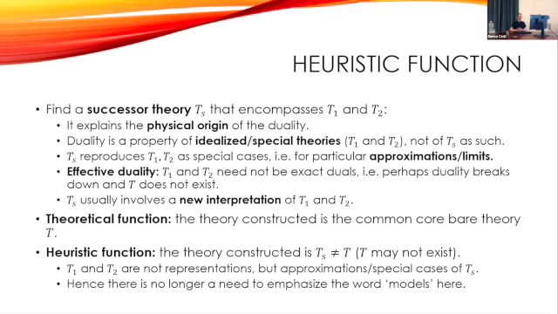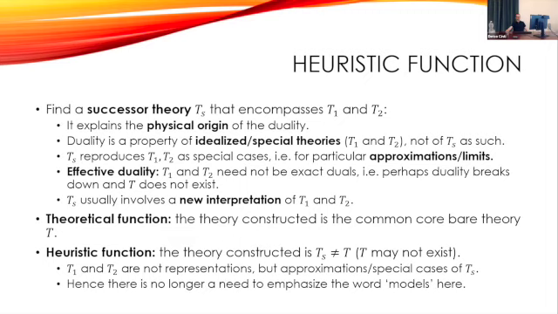So here's what I mean by heuristic function then. We find a successor theory that I call T sub S that encompasses T1 and T2. In what sense does it encompass them? Well, it explains the physical origin of the duality, or of the effective duality. Duality, if there is one, is a property then of idealized or special theories, of particular limits of the theories, but not of TS as such.